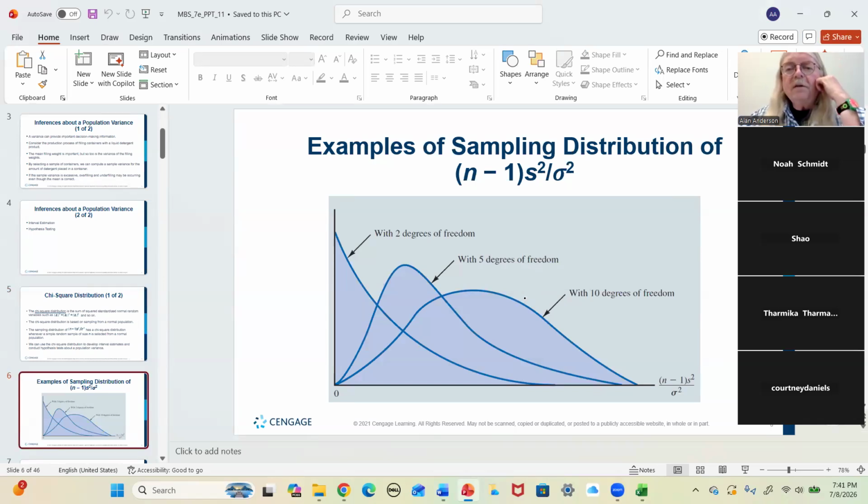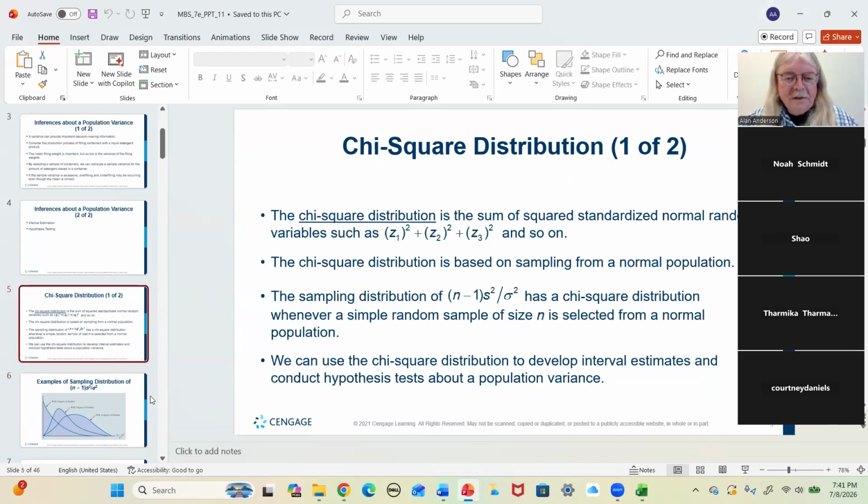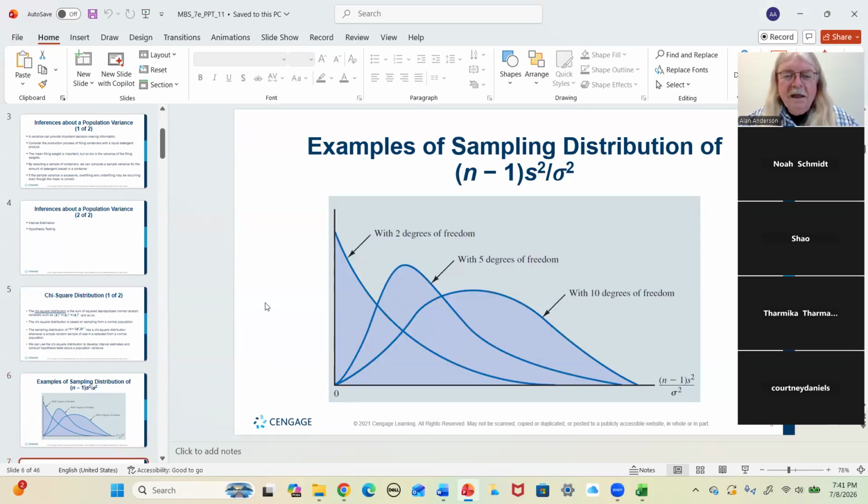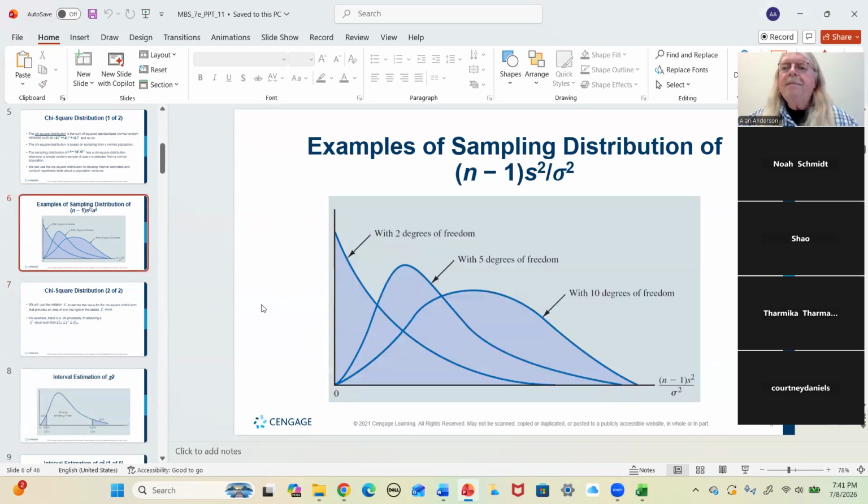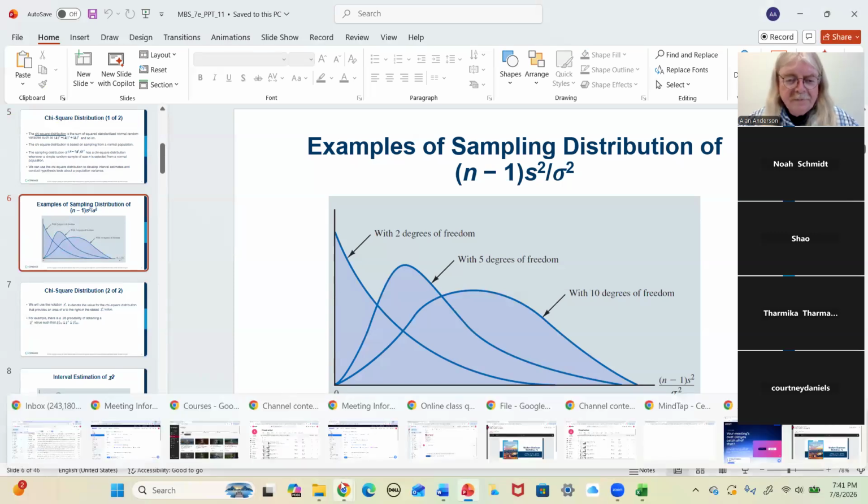So the shape will ultimately depend on the degrees of freedom, but they're always going to be continuous and they're always going to be skewed to the right. So I think that's all. Now, I did mention that the calculator doesn't have the function we need to calculate chi-square probabilities. So I'm going to show you right now the table we will be using.